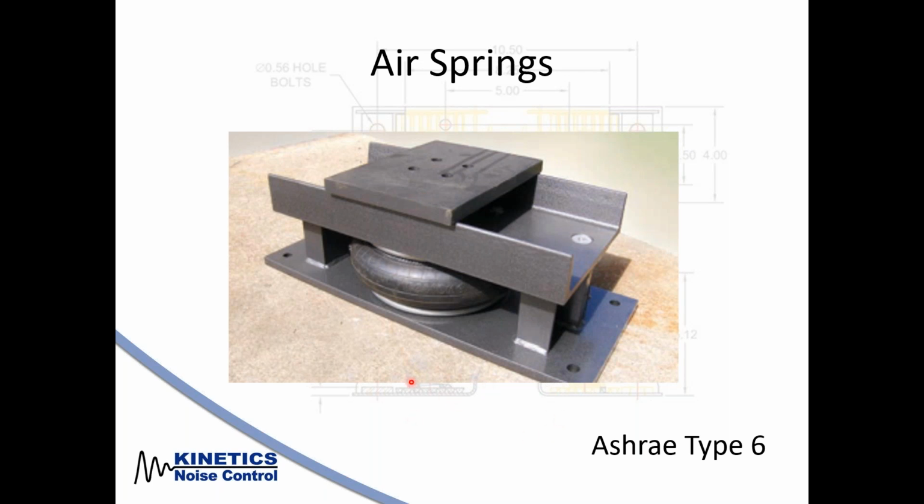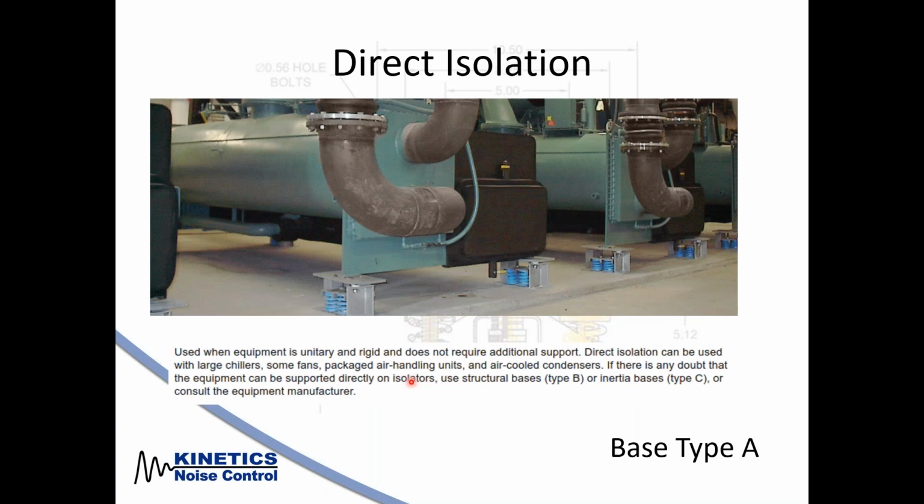So there are the ASHRAE types of isolators that you have to choose from, and then we have the ASHRAE base types. A base type A is basically there is no base, okay? The equipment sits right on top of the isolator itself. Here we see a nice big chiller sitting on top of the isolator. So that's a base type A, direct mount.